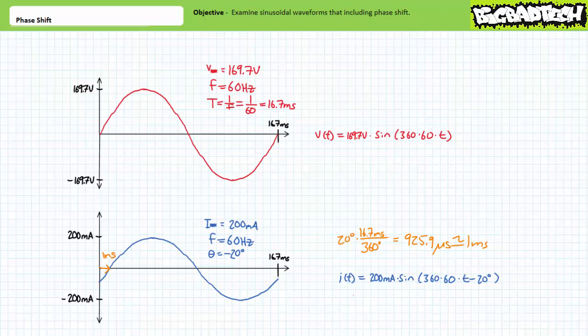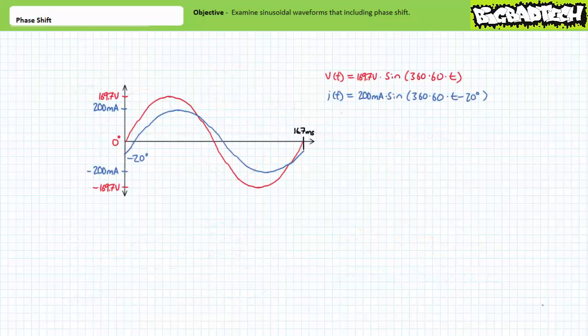20 degrees inside a 16.7 millisecond period corresponds to a rightward time shift of roughly 925.9 microseconds, as this operation chain illustrates. When both these waveforms are placed on the same graph, there is an obvious relationship between the two. It's immediately evident that V of t zero crossing going positive is 20 degrees in front of I of t zero crossing going positive, and voltage can be said to lead current by 20 degrees.